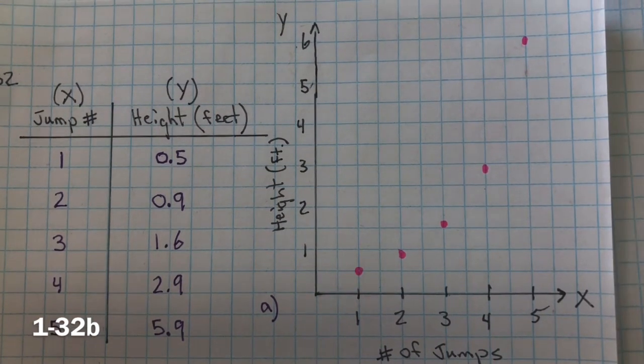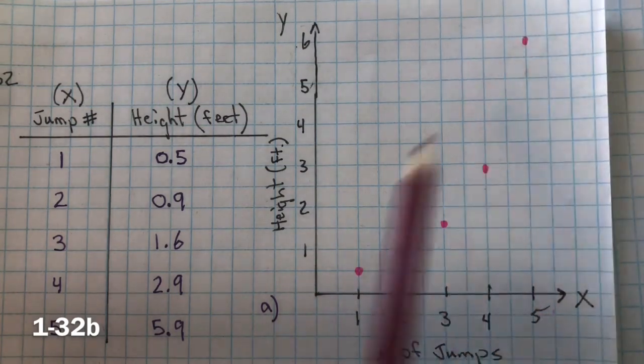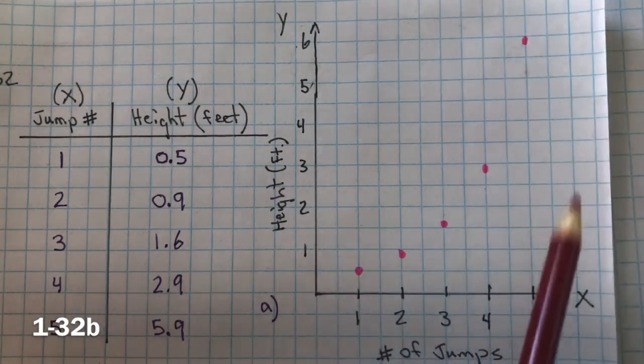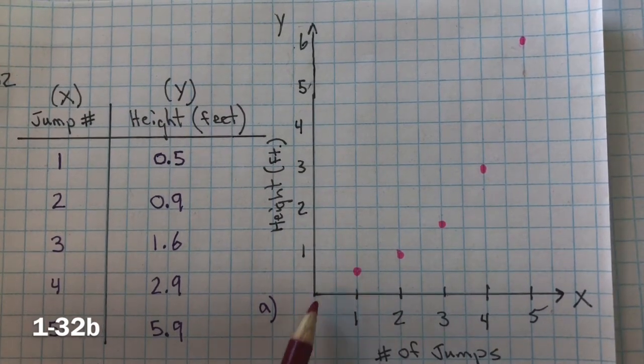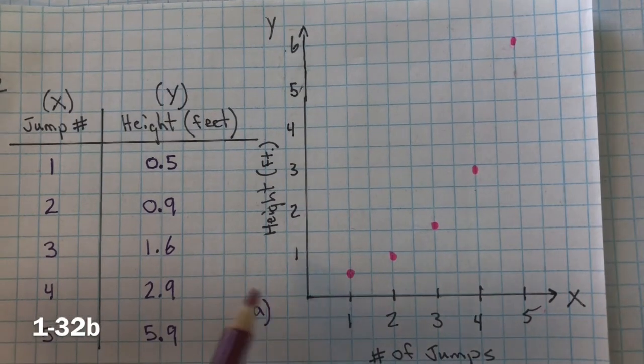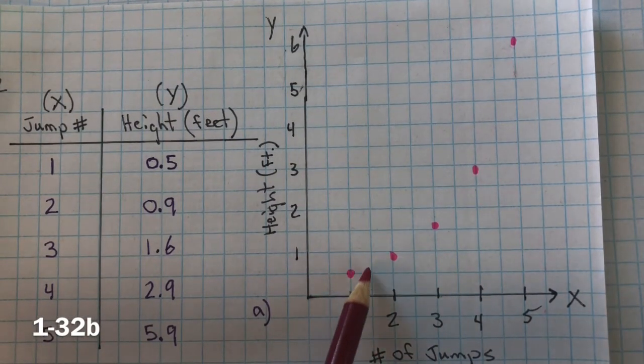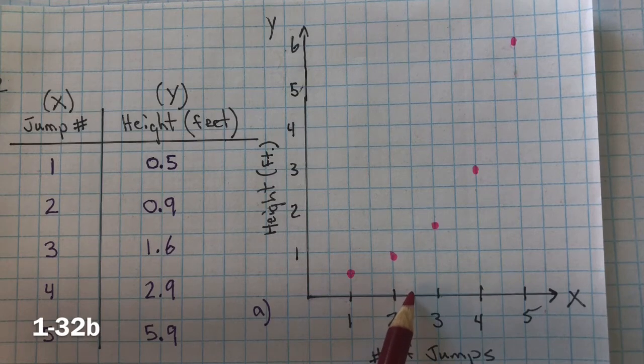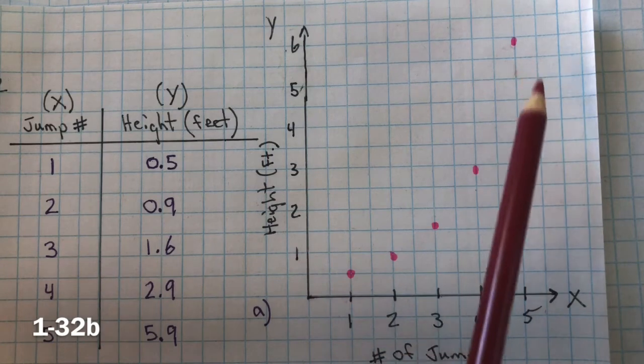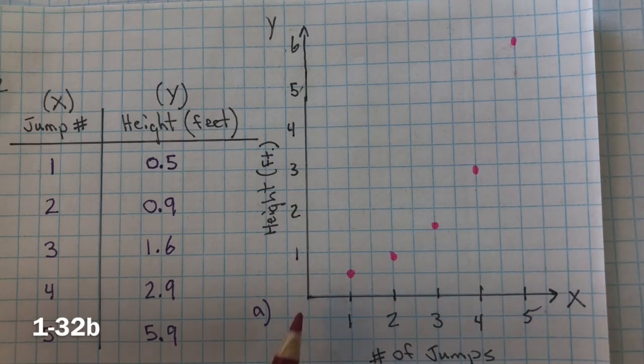The points are not connected. So if I did not connect these points with a line, and that's on purpose, because this is not a continuous graph. What I mean by that is you can't have a half a jump. If I were to put a line here, that means that there are points in between these. And there's not. I couldn't do 2 1/7 of a jump. So you do not connect these points. This is called a discrete graph.